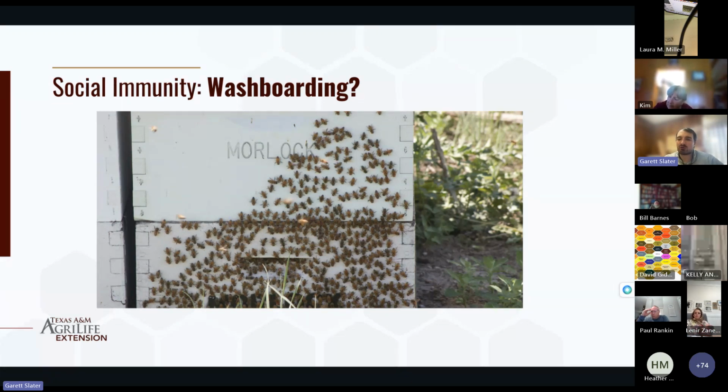It could be something to do with social immunity, so cleaning the front of the colony. We just don't know. But it's a behavior that we've known about for a very long time, but we don't quite know why bees do it. It may be to clean the front of the colony. It may be to put out some kind of pheromone signal. We just don't really know. But I put it on here just so you guys are aware of a really unique behavior that we as a research community are still trying to figure out.